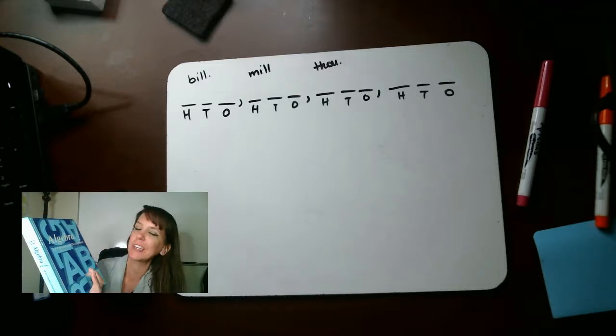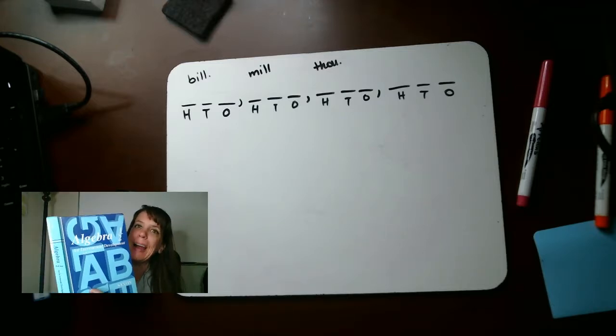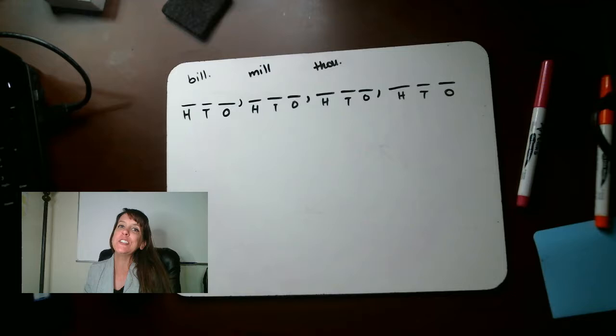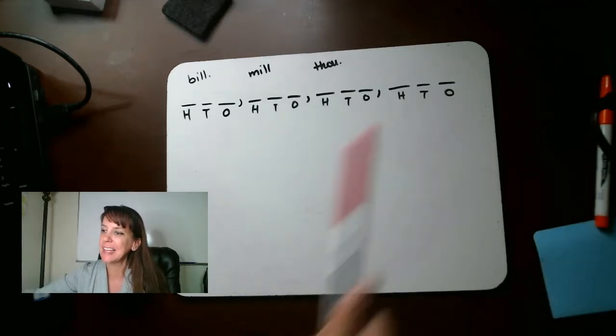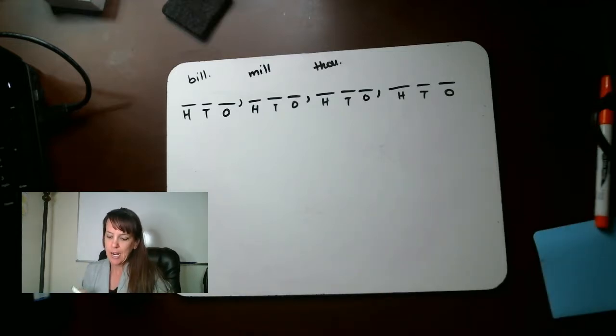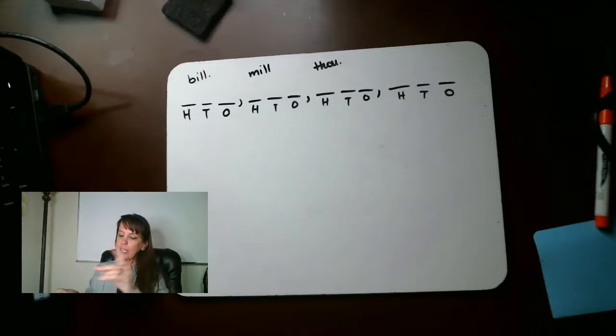This is the third edition of Saxon Algebra 1/2. We are on lesson 2. This lesson is about rounding some whole numbers, but we're also talking about the number line and some place value.